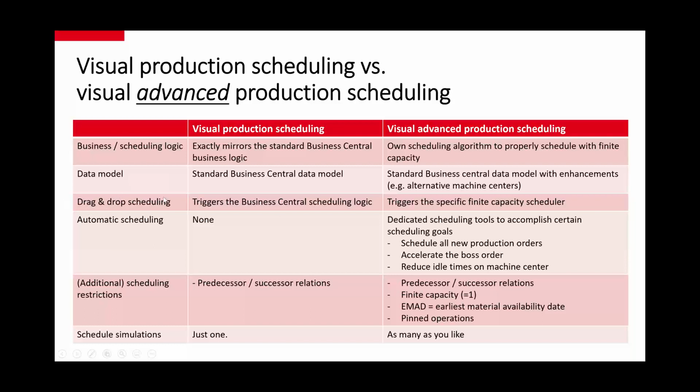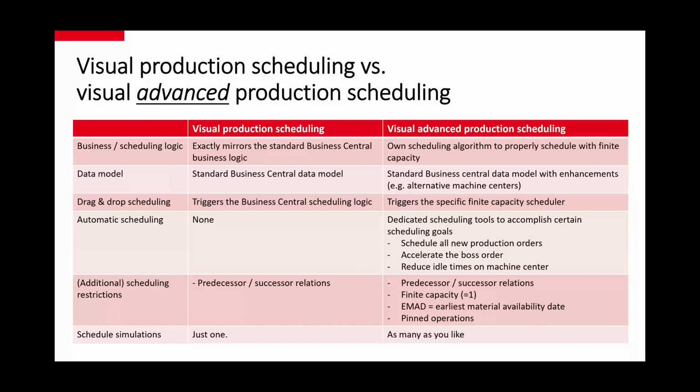When we now do drag and drop scheduling in the Visual Advanced Production Scheduler, of course, we do not trigger the standard Business Central scheduling layer, but we trigger the logic of the specific finite capacity scheduler that comes as part of the product. And with having a dedicated scheduler that is part of the product, so a dedicated finite capacity scheduler, we also can facilitate automatic scheduling. And here I come again to the differentiation of visual scheduling versus non-visual scheduling.